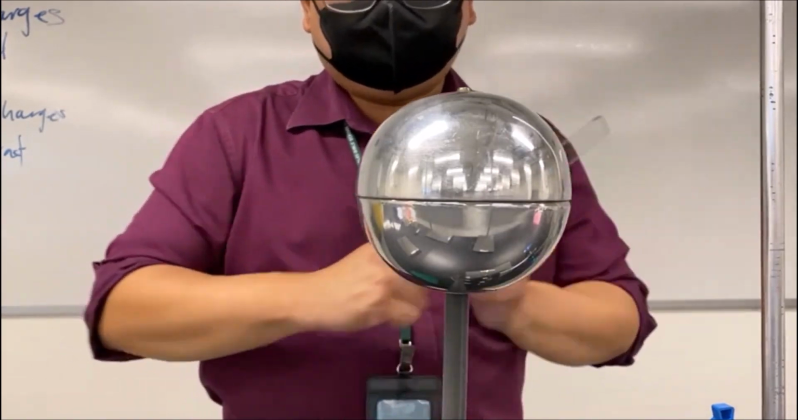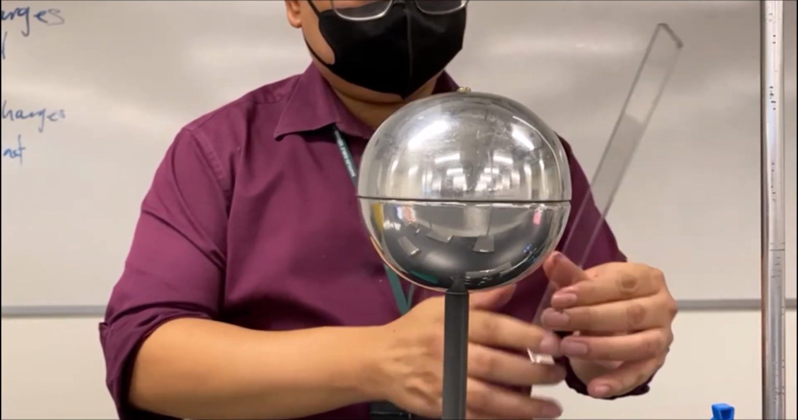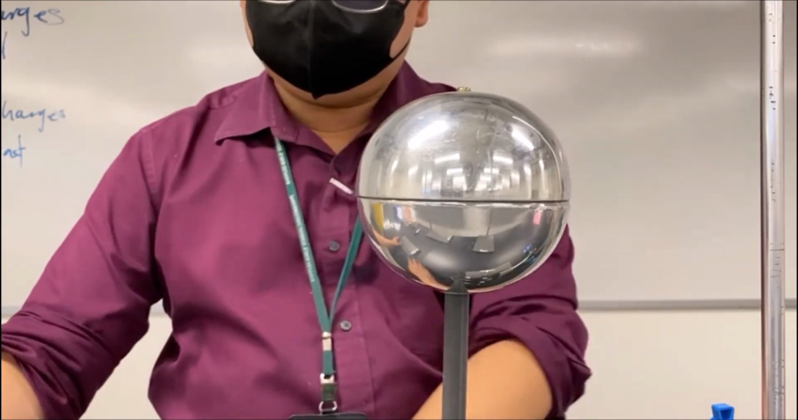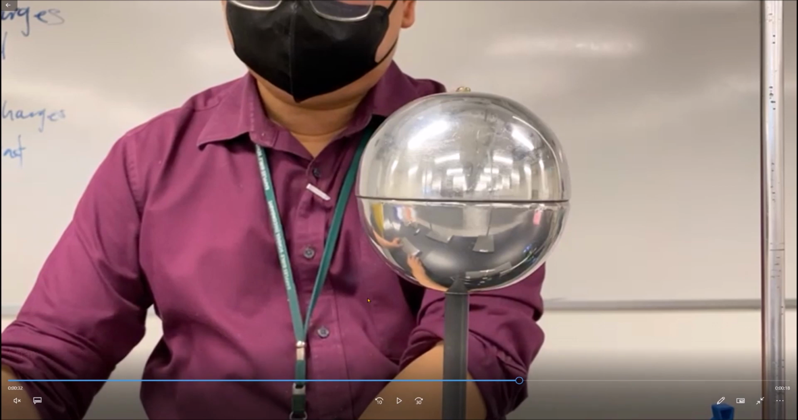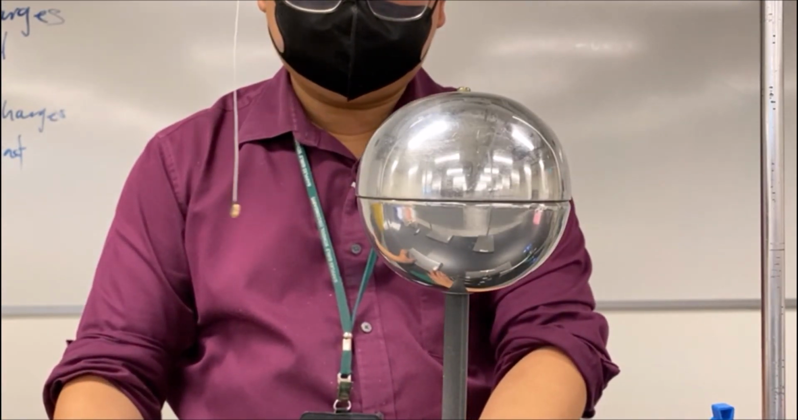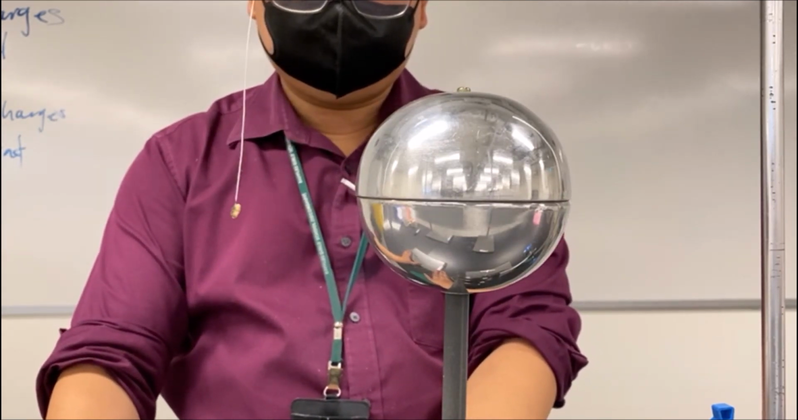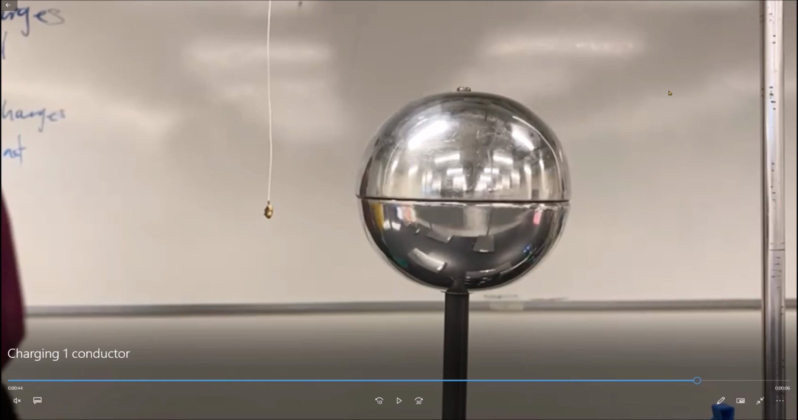So same thing, I charge an insulator by friction first. I bring it to the sphere, I touch it, remove my hand, remove the rod, and now the sphere is charged. Now you don't see anything happening, but I'm going to show you that if I bring the cereal near, something is going to happen. So you can see that the cereal gets attracted to the sphere, which shows that it is charged. That is the method to charge up a single sphere.